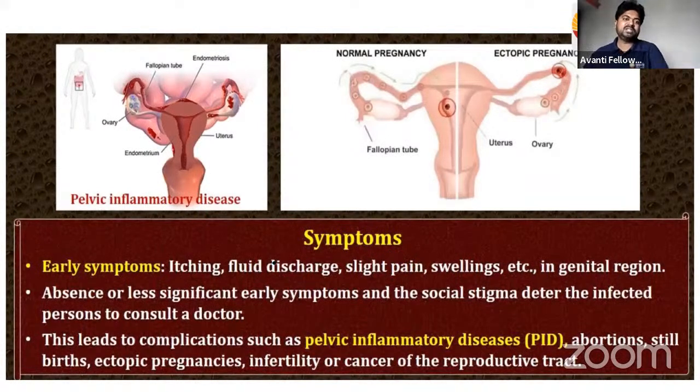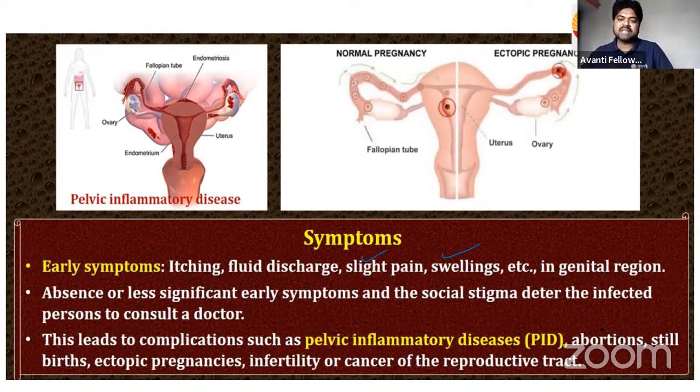The symptoms are itching, fluid discharge from the reproductive tract, slight pain and swelling in the reproductive tract in the genital region, absence or less significance of early symptoms, and social stigma that deters the infected person. So there is fear in the mind of the patient, and that is why they cannot communicate to other people. Because of this, symptoms increase, and the increasing symptom is pelvic inflammatory disease, that is pain in the pelvic region.